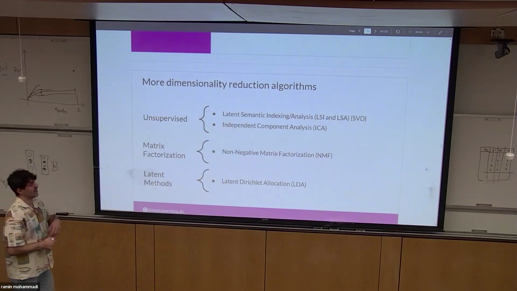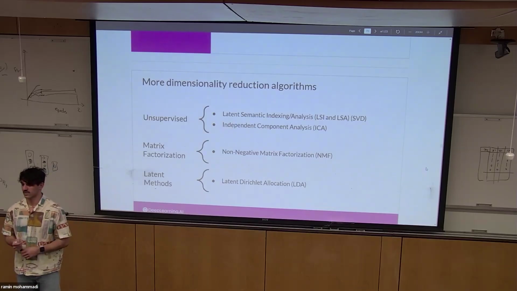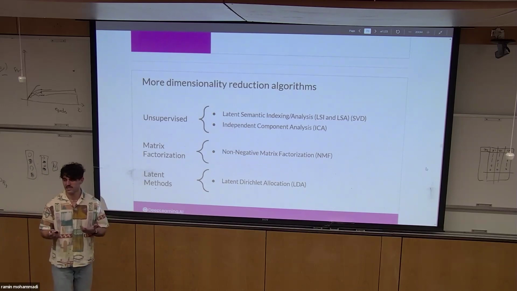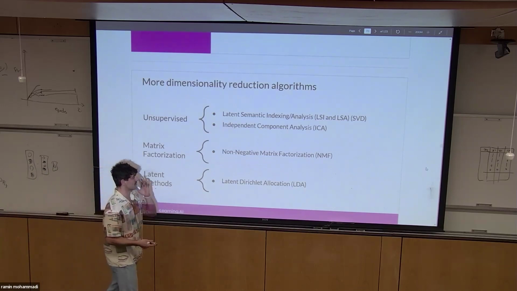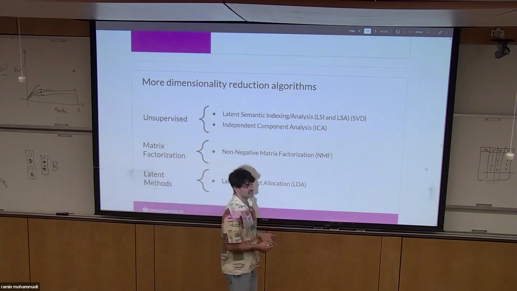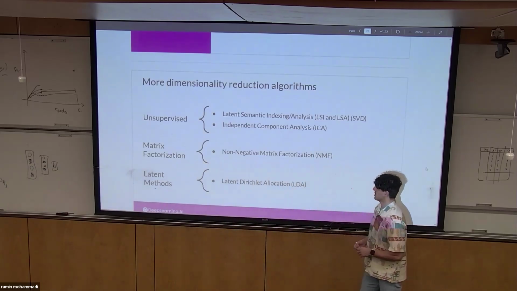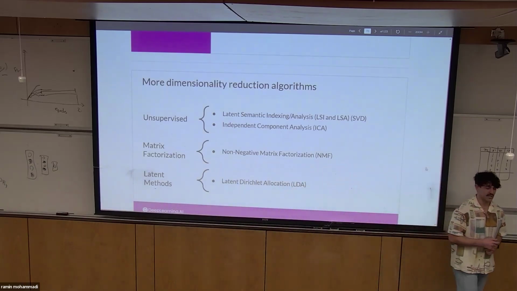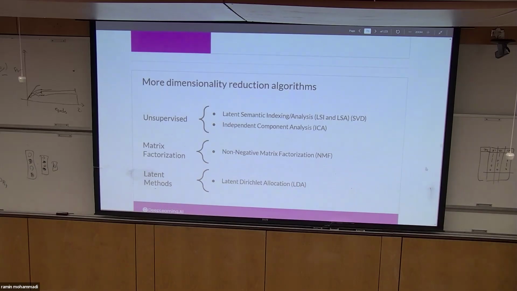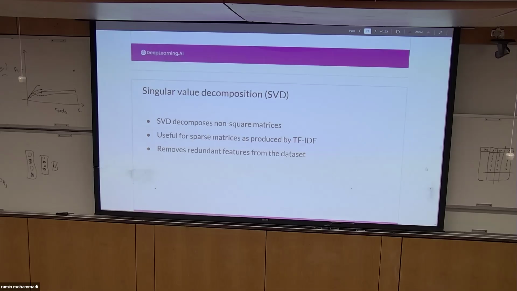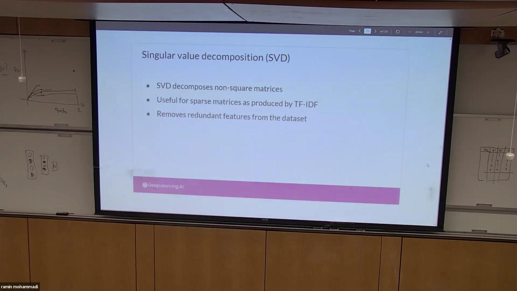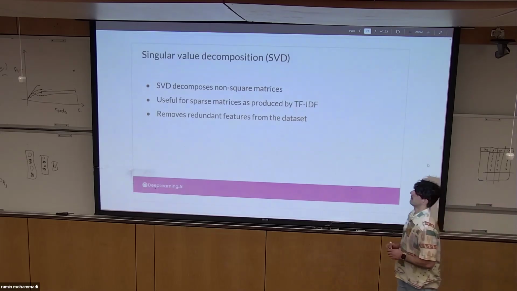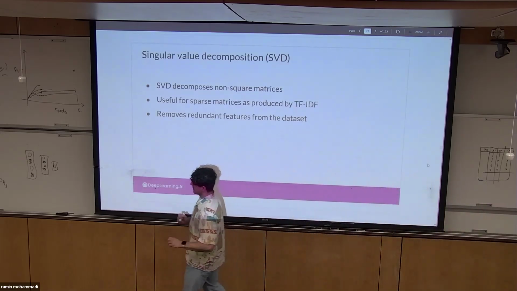Then we have ICA, independent component analysis, which we're going to talk about. It is similar to PCA but is an improvement over it. Then we have non-negative matrix factorization, and then latent Dirichlet allocation, or LDA, also. The first two basically start with singular value decomposition, SVD.